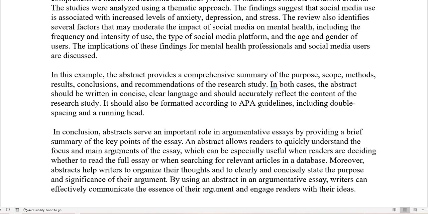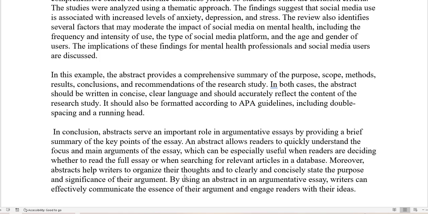An abstract, okay, so for you, this is what you're going to do. You're going to be doing a descriptive abstract for the second half, your second assignment. Not for the first assignment, so the second half of the class. So an abstract allows readers to quickly understand the focus and main arguments of the essay, which can be especially useful when readers are deciding whether to read the full essay or when searching for relevant articles in a database.